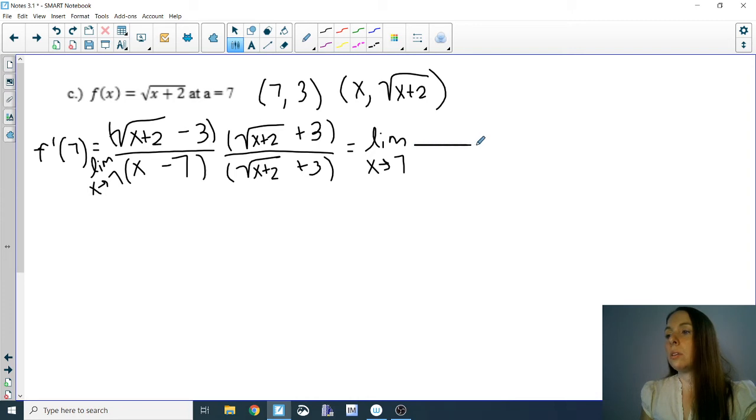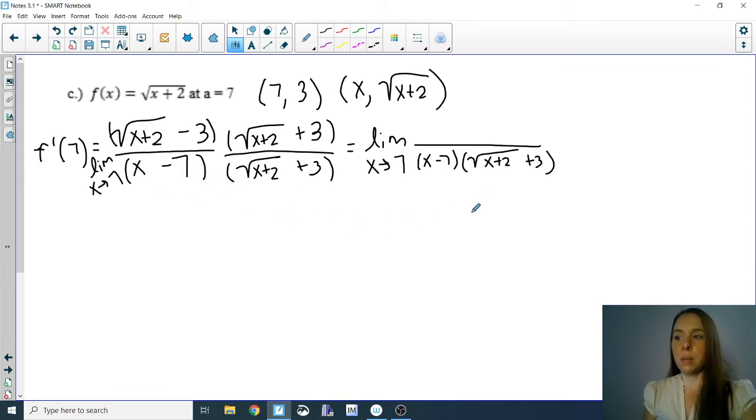However, you will not multiply through in the denominator. You want to keep this factor of x minus 7 here. You lose it if you actually FOIL the denominator out. You understand what I'm saying? You want to keep this here because this is a problem for us and we need to get it out of there.